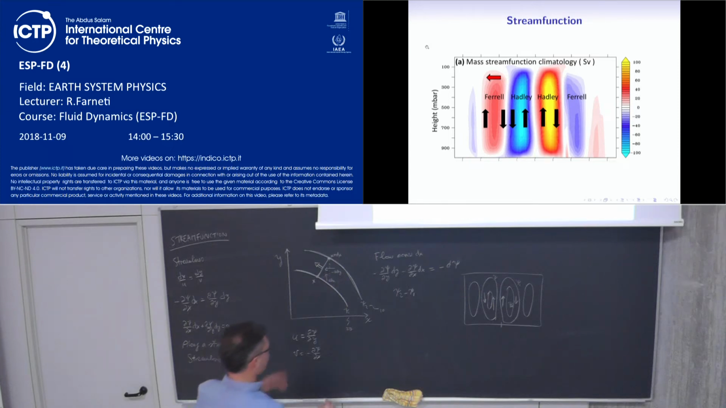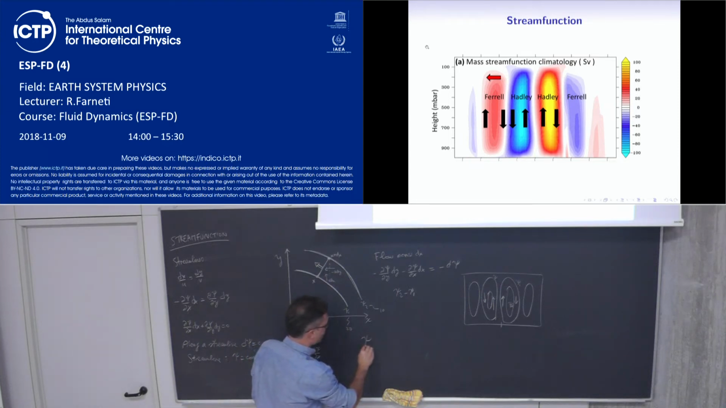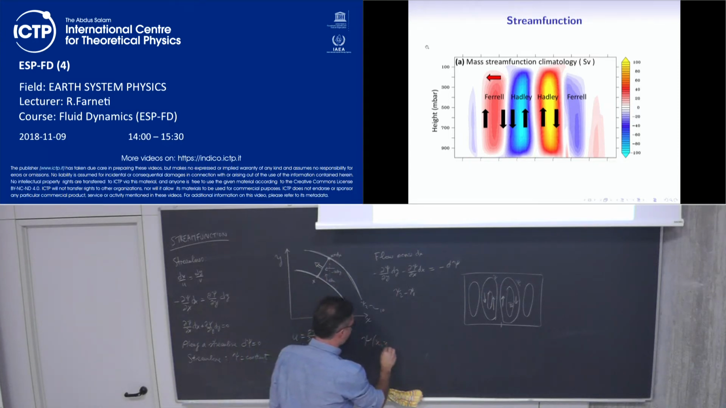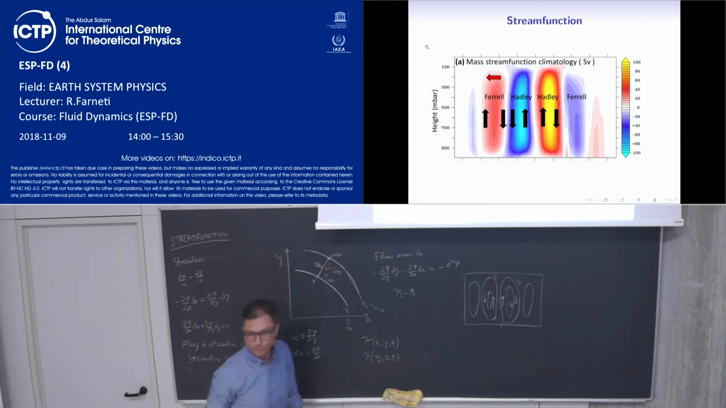Okay, the example that we gave upside was a function of x, y, and time. Here there is a stream function which is a function of y, z, and possibly time. Okay, so this is what we're looking at. Stream function as a function of latitude, height, and maybe time.